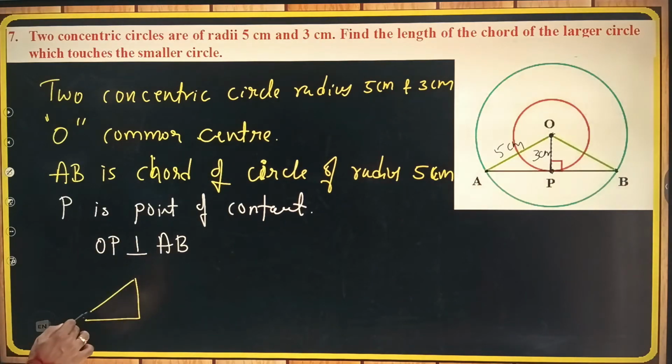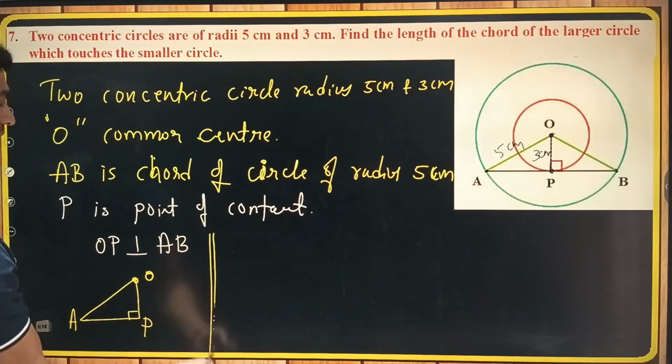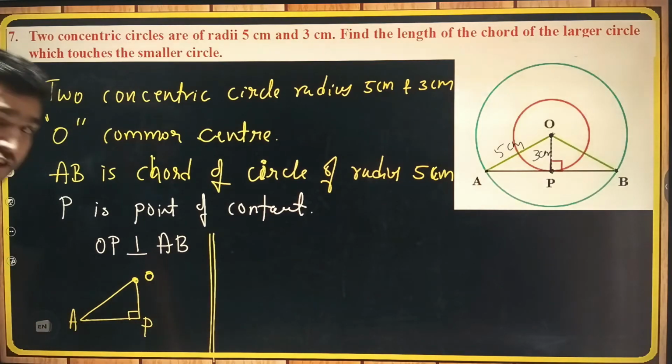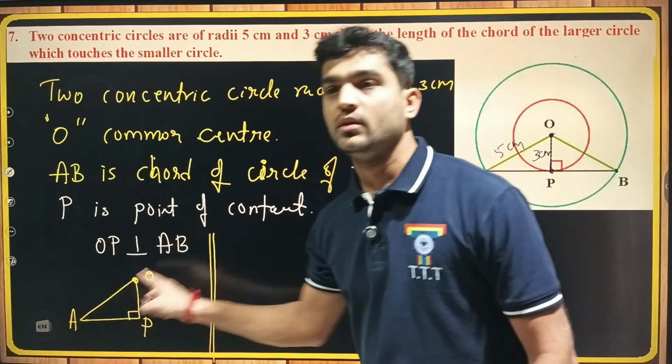If we take it like this, what happens? This is the point O, this is P, this is A. Here is 90 degrees, do you agree? OPA is 90 degrees, angle OPA is 90 degrees. Because this is 90 degrees, we can apply Pythagoras theorem. According to Pythagoras theorem, which side is the hypotenuse?